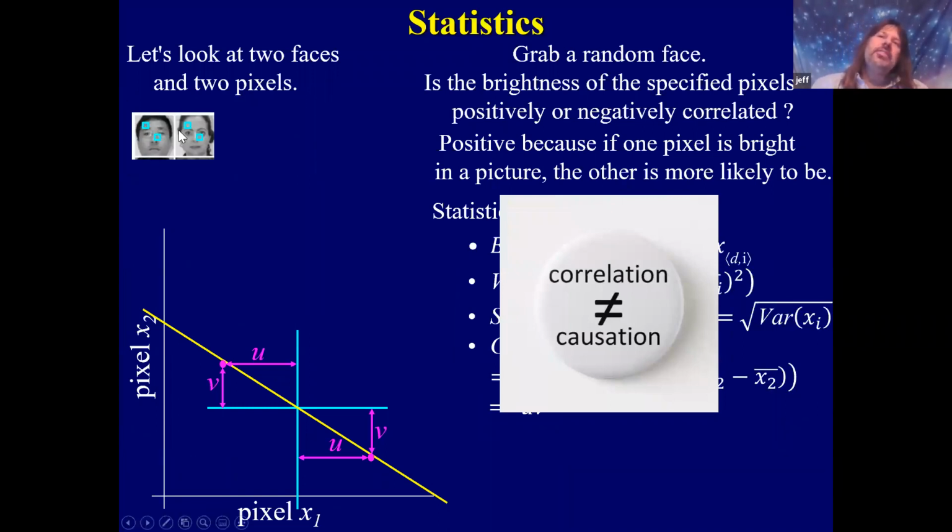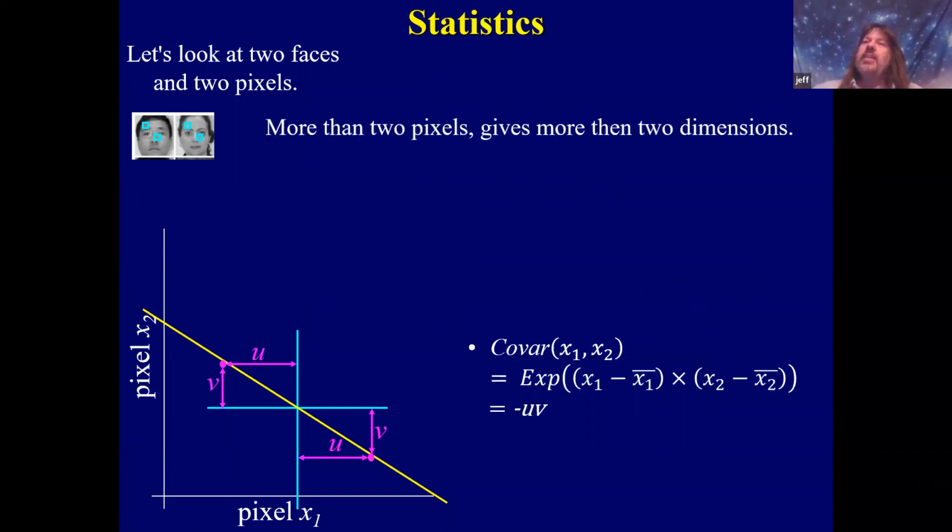But maybe a pixel that's within the hair is going to be more correlated with another pixel in the hair, right? Because the hair is going to be a similar color. Anyway, that's what we're talking about, correlation. And one of the mantras in statistics is: just because two things are correlated doesn't mean that one's causing the other. Just needed to say that.